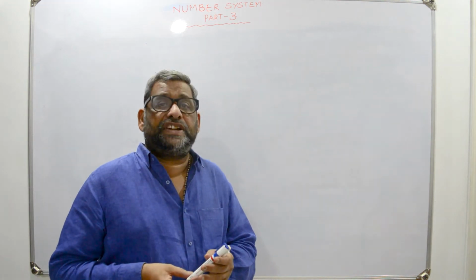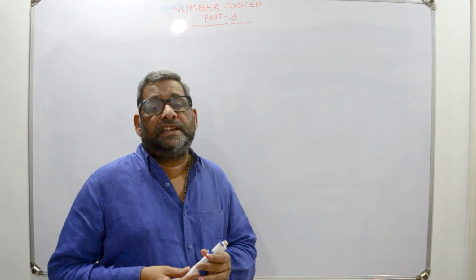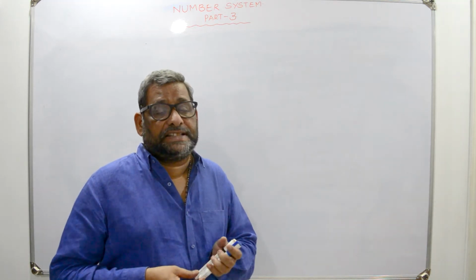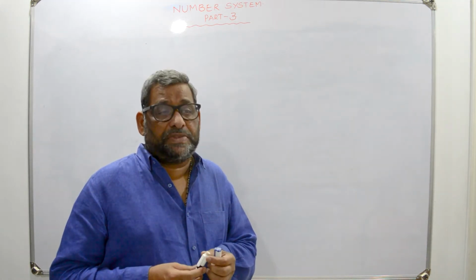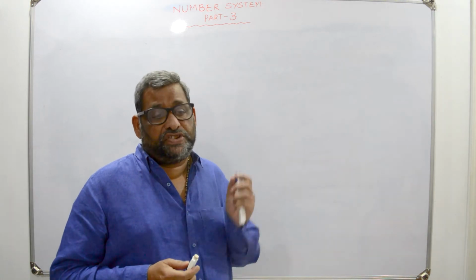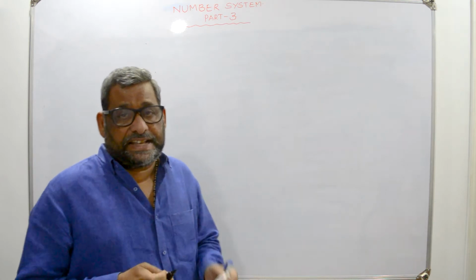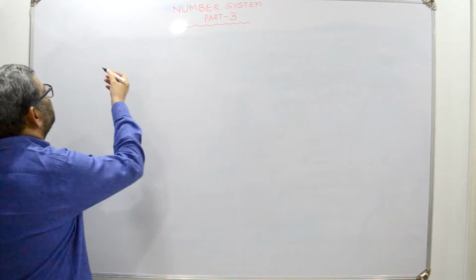In the last two videos, we discussed a few points on number system. Now, we will discuss the third part of the number system, in which we will discuss rational numbers, irrational numbers and all. First, I will discuss the rational number.